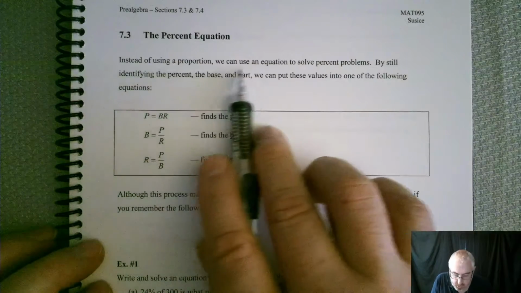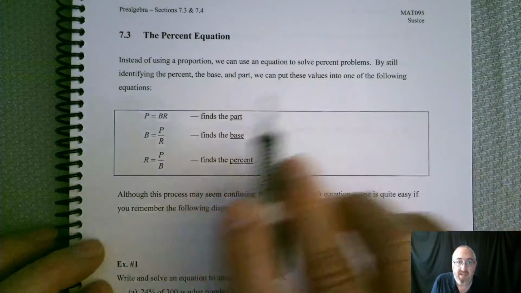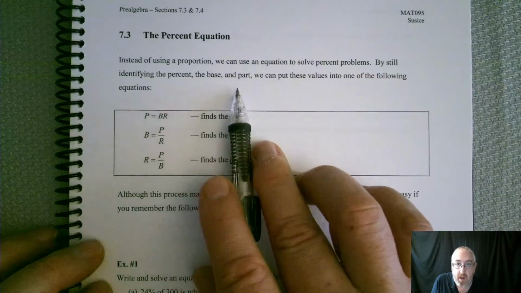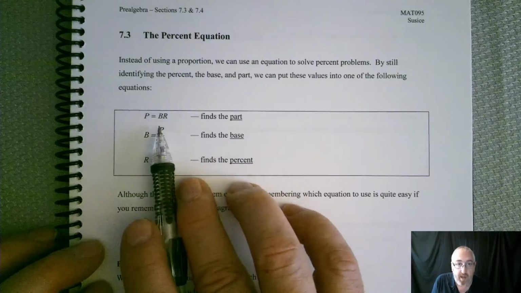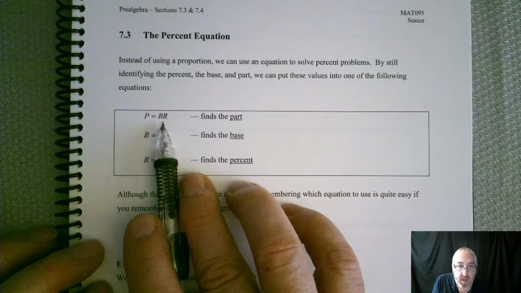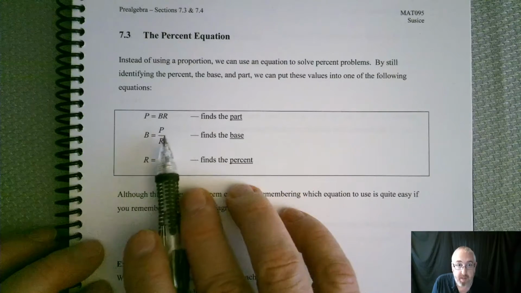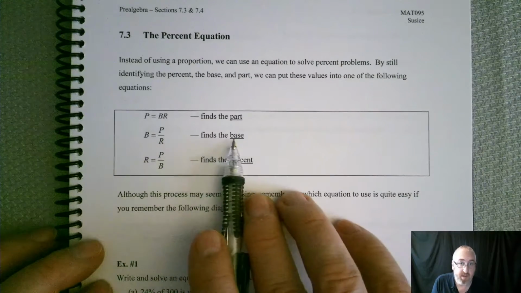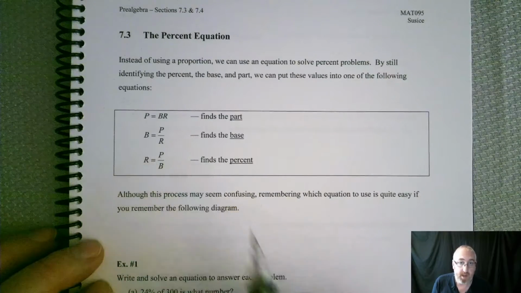Instead of using a proportion, we can use an equation to solve percent problems. By still identifying the percent, the base, and the part, we can put these values into one of the following equations. So we have the first one, P equals BR. So that one will find the part. B equals P over R, which will find the base. And then R equals P over B, which finds the percent.